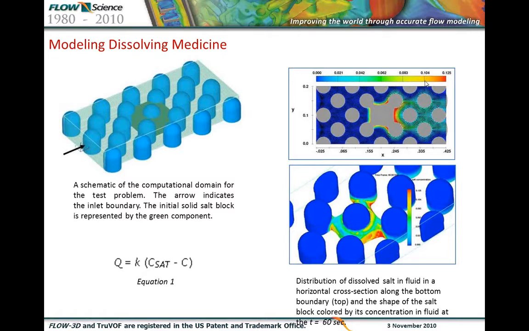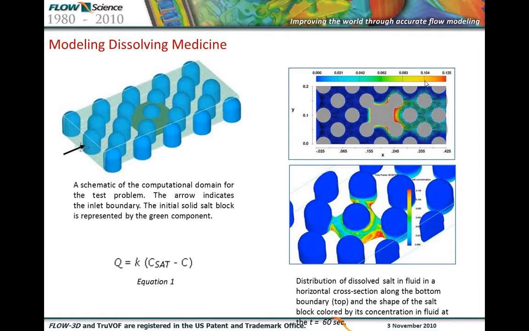This next example shows how medicine, or the dissolution of medicine, can be modeled using Flow-3D. Shown here is the modeling of salt dissolution. Salt blocks are represented by the green components nested in the image on the left-hand side. As flow comes in from the left boundary into the domain, it dissolves the salt.